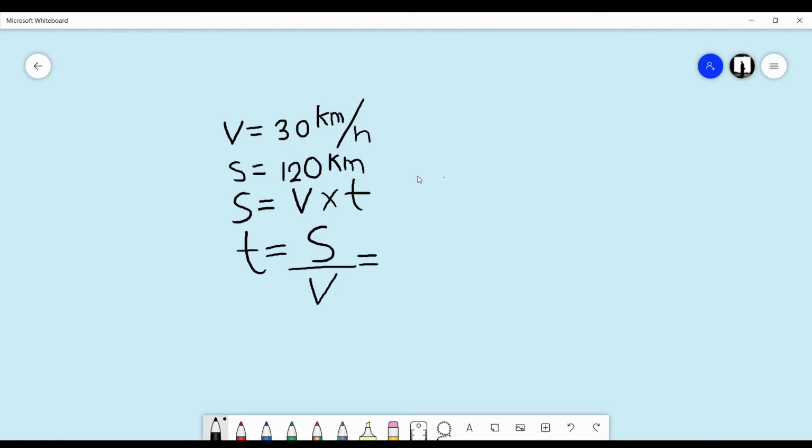So we have the distance, 120 kilometers, over the speed, 30 kilometers per hour. And then 120 divided by 30 is 4. So we have 4 hours. This is the answer.